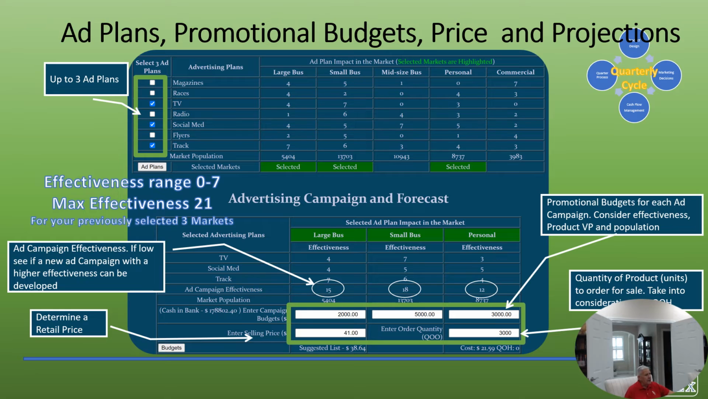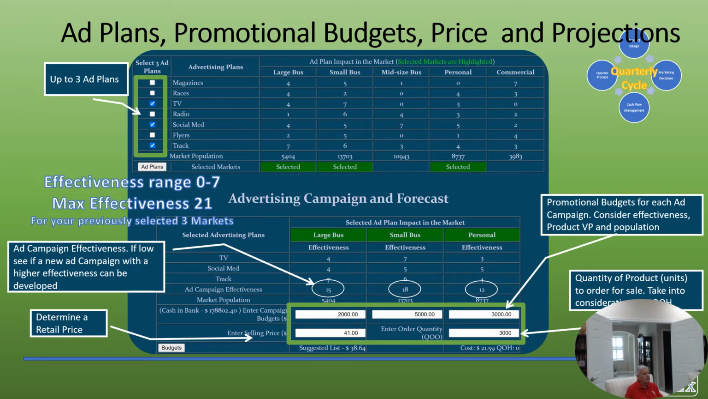Once we've entered the budget for the 3 markets that we are pursuing, we have 2 other decisions to make. The first decision is, what is the selling price going to be? You're shown on the screen the suggested selling price, but you can elect to sell it at a lower or higher price, again depending upon the gap analysis.